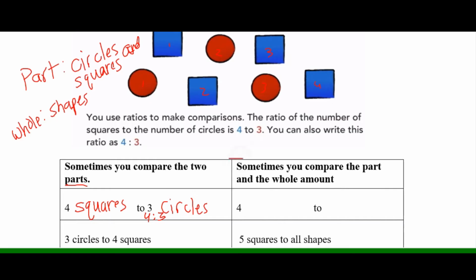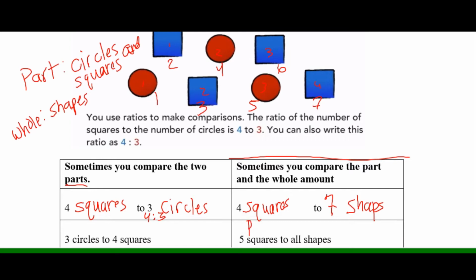So we're going to come over to the other side over here. And it says sometimes you can compare the part and the whole. So the part will be the part, which is the square or the rectangle, to the whole, the total number of shapes. So we have 4 squares to a total of 7, because we have 1, 2, 3, 4, 5, 6, 7 total shapes. So a total of 7 shapes. And this is called a part to whole ratio.